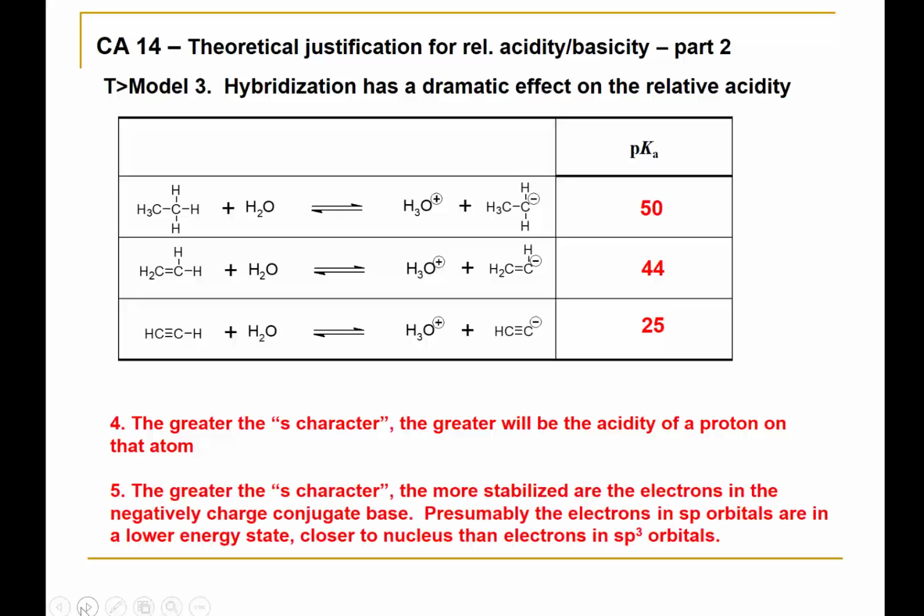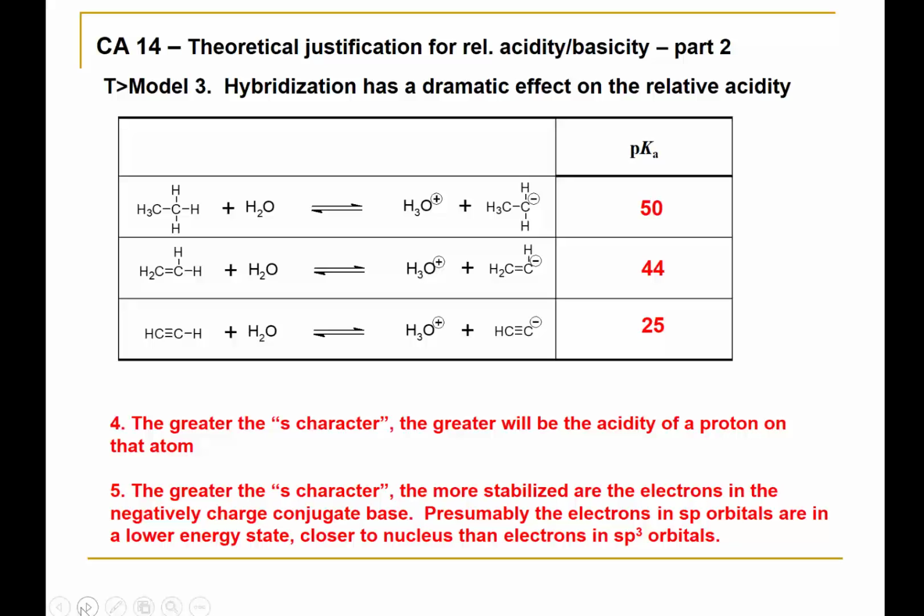An argument might be the following. The greater the s character, the more stabilized are the electrons on the negatively charged conjugate base. One argument is that presumably the electrons in sp orbitals are in a lower energy state as they are closer to the nucleus than electrons in sp3 hybrid orbitals. I've also seen the argument used that the greater the s character, the more electronegative the atom becomes. People sometimes incorporate the concept of electronegativity. So if sp hybrid orbitals were more electronegative, again, a negative charge would be more stabilized.